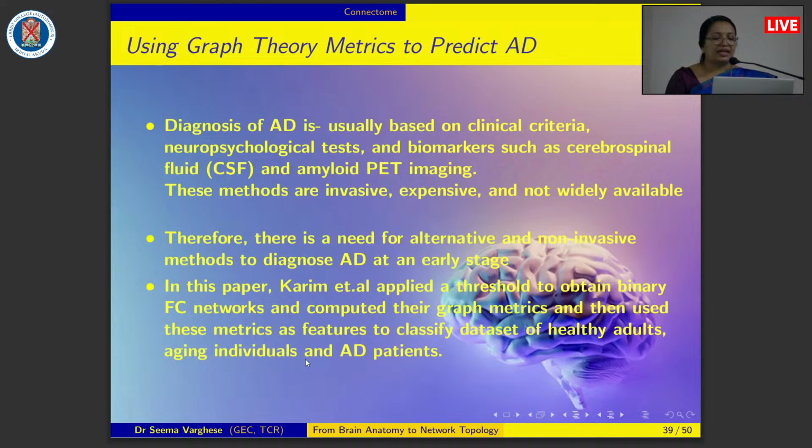And in this paper, they have attempted to apply the threshold to get binary networks, FC binary networks. FC networks means functional connectivity networks, and they computed graph metrics like small-worldness, clustering coefficients, all those things. They compared it with the data set of healthy individuals, aging individuals, and AD patients. These three were obtained, and they compared them, and there was an indication that when the clustering coefficient or the small-worldness coefficient changes, there will be an indication for AD.